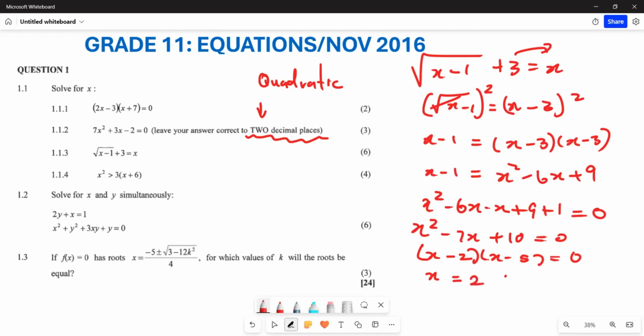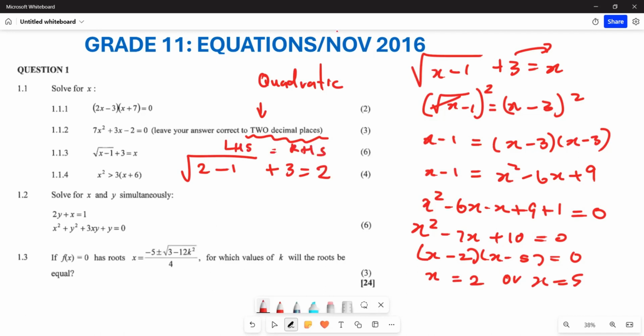Your value of x is going to be equal to 2, or x is equal to 5. But remember, you must check which of the solutions is applicable here. For example, if we start with the 2, we are saying, look, this is the square root of what? Where there is x, you substitute the 2. This is 2 subtract 1 plus 3 is equal to 2. Basically, here we are proving our left-hand side to be equal to our right-hand side.